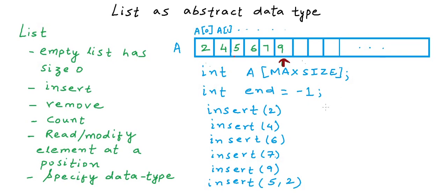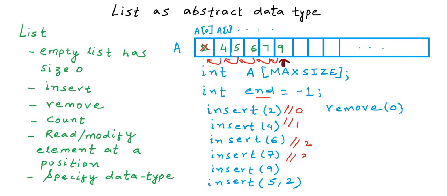Now if I want to remove an element from a particular position, let's say I make a call to the remove function. I want to remove the element 2, so I'll pass the index 0 here. To do so, all the elements after index 0 will be shifted one unit towards the left, towards the lower indices, and 2 will go away. This end variable is adjusted after each insertion that we make. So after this insertion, end will be 0, after this 1, 2, 3, and so on. After this remove, end will be 4 again.